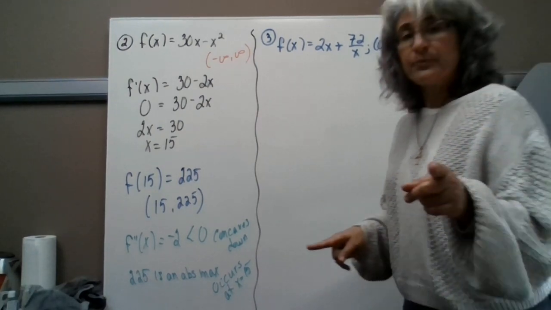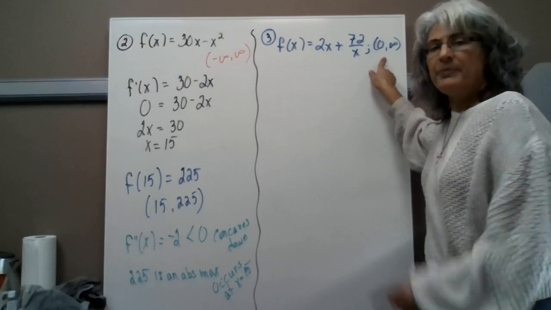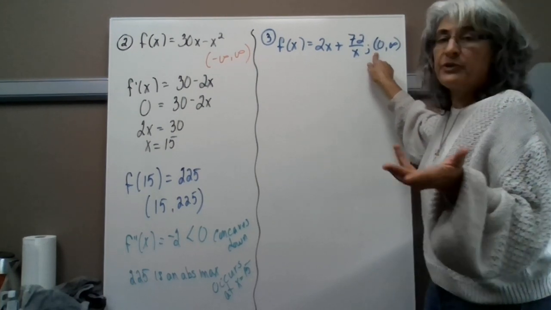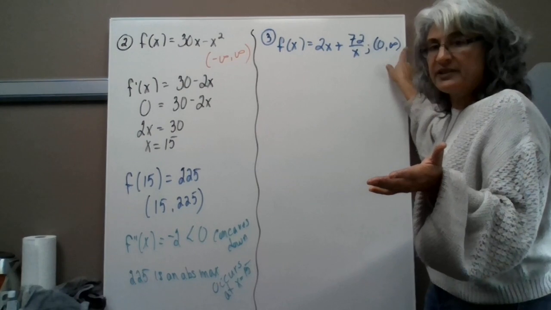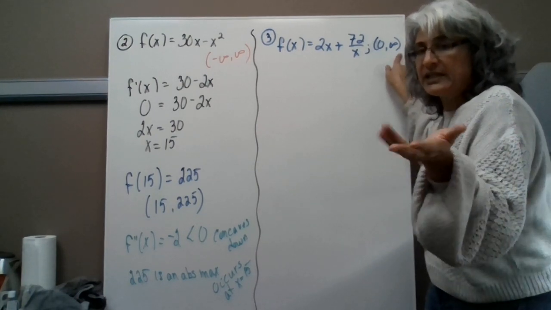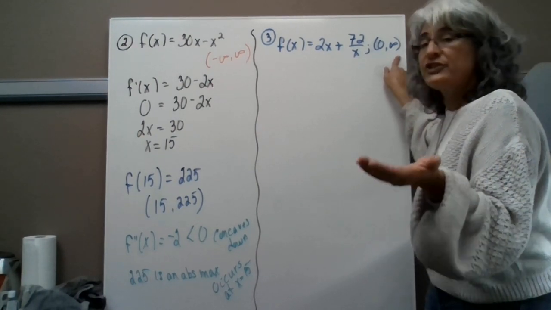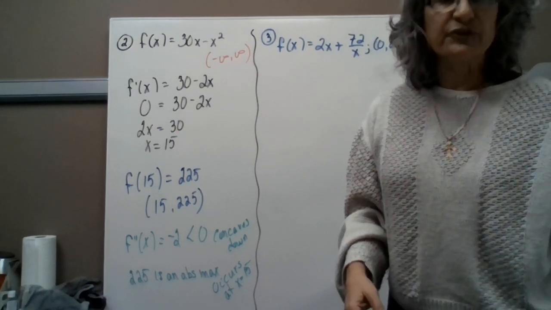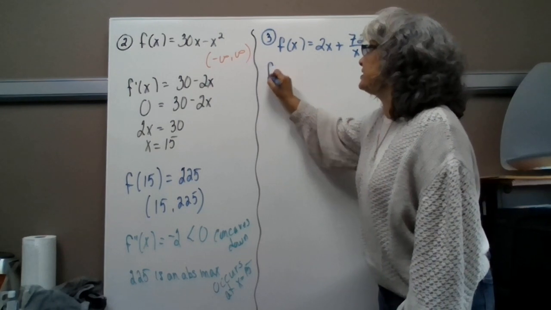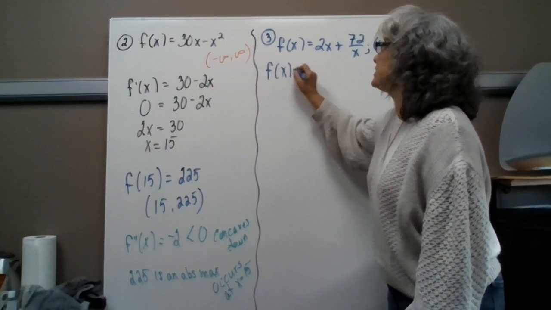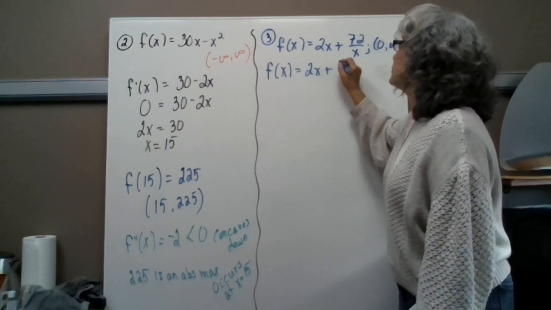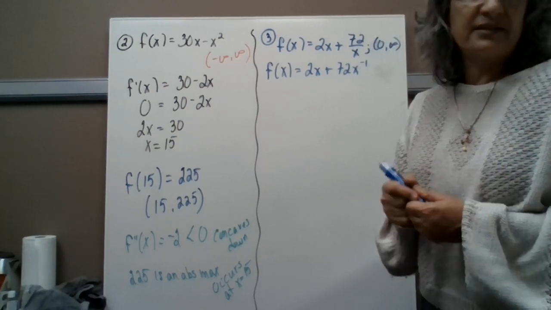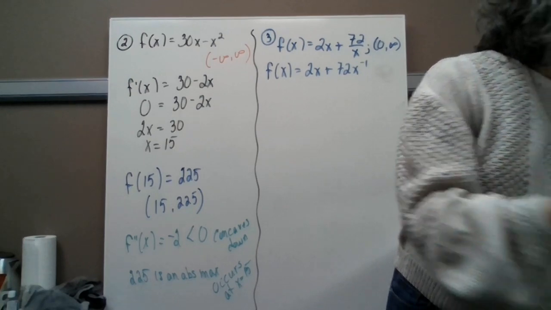Now, this second problem gave me an interval, but is it a closed interval? No. If they had put a bracket here, that's fine, but this part isn't closed. It goes to infinity. It's not closed. So I still need to use Theorem 9 here, which means the first thing I have to do is find the first derivative. But again, me personally, I don't want to deal with a denominator, so I am going to rewrite this as 72 times x to the negative first power.